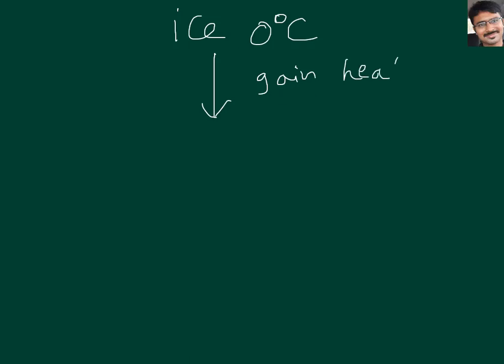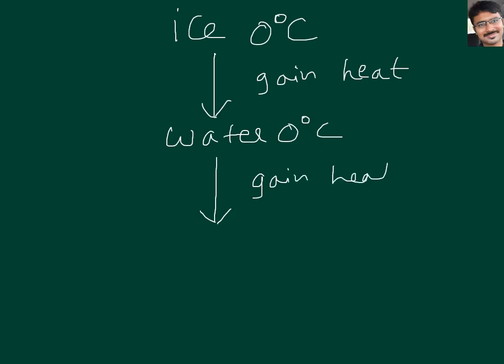If it gains heat, what will happen? Ice at 0 gains heat means it can't convert to water at 10 or 20. It will convert first to water at 0 degrees centigrade. After converting to water at 0 degrees centigrade, if we provide more heat, what will happen? Water can gain heat at most till 100 degrees centigrade.